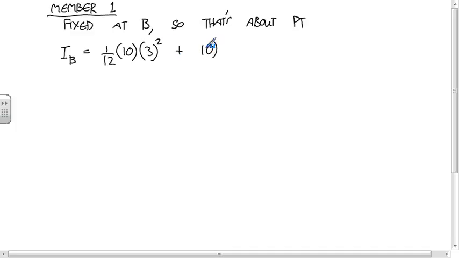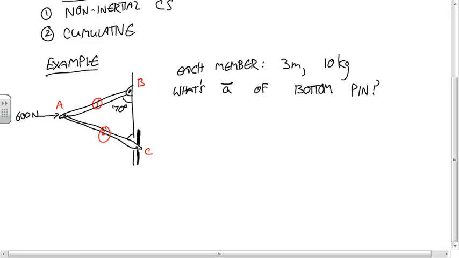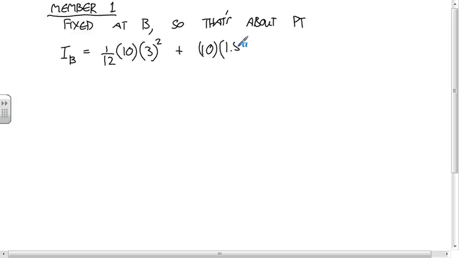So the mass is 10. What's the distance from the center of mass to the point B? 1.5. So can someone calculate that? So the center of mass that we're using for the parallel axis theorem is the center of mass for each individual body. Yes, just for that body. Yep. 30? Ooh, that's convenient. Kilogram meters squared.